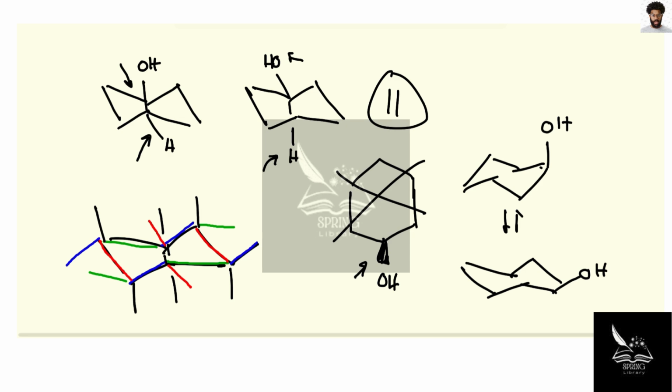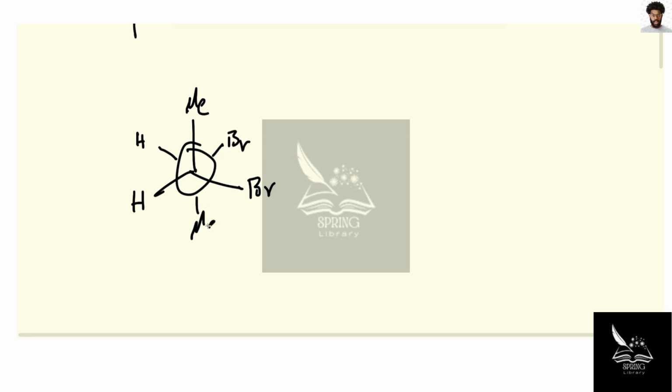Okay, which of the following is the correct wedge and dash for this Newman projection? Got a methyl up. Me means methyl, by the way. Bromine down and to the right and a hydrogen in the back. That's for the front carbon, and in the back we've got a hydrogen up and to the left, a bromine up and to the right, and a methyl down.